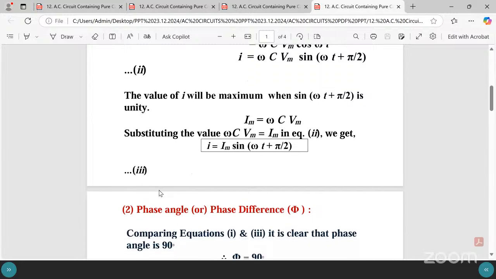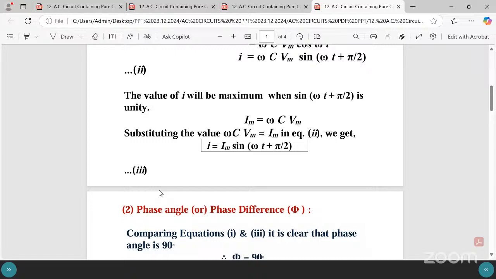Right. First result, write down. I is equal to Im sin omega t plus pi by 2. What is the first result? I is equal to Im sin omega t plus pi by 2.